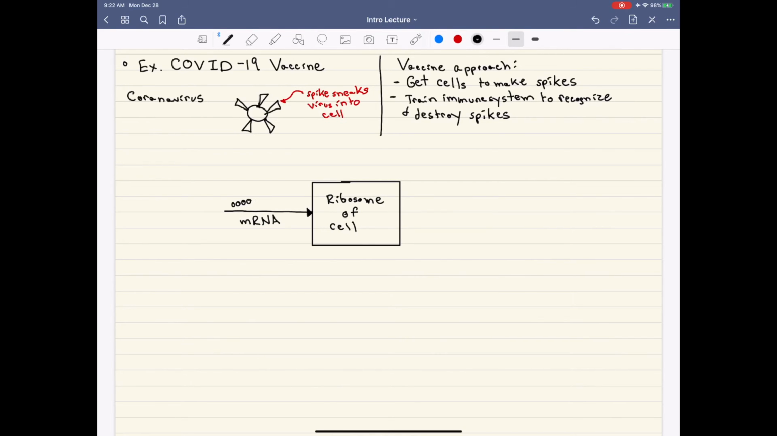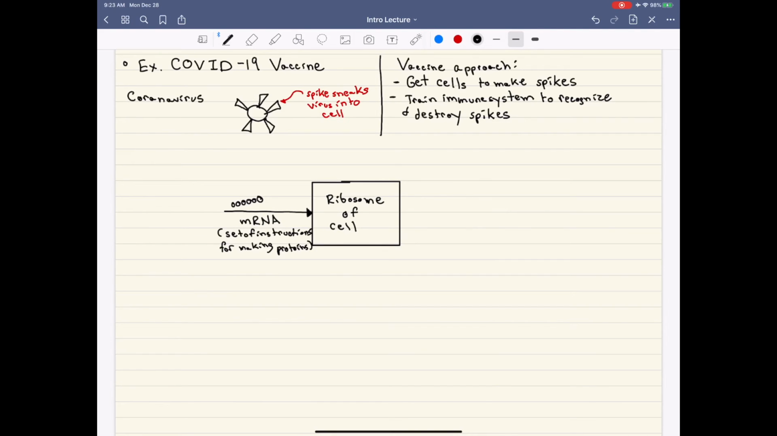Right? And this set of instructions is known as RNA, or mRNA for short. RNA is a set of instructions for making proteins in general. But the RNA that we're delivering to our cells with the vaccine is the instructions for making the spike protein.